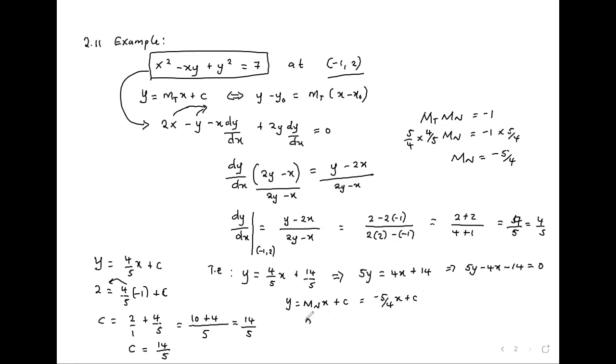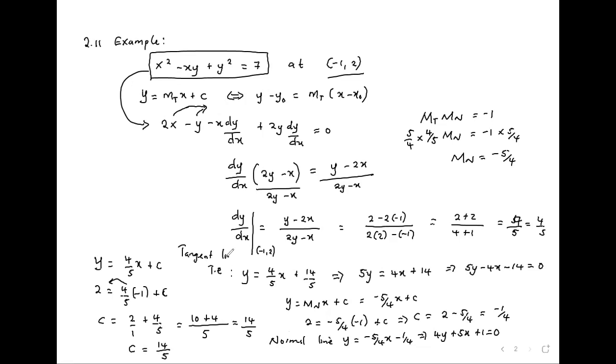So that if y is known to be 2 and x is known to be -1, then we'll quickly know what c is, because c will just be 2 minus 5 over 4. And this is -1 over 4. So that y is equal to -5 over 4 x minus 1 over 4, which is the same as 4y plus 5x plus 1 is equal to 0. So this is the normal line, as the tangent line is here. This is how you evaluate and get those guys there.